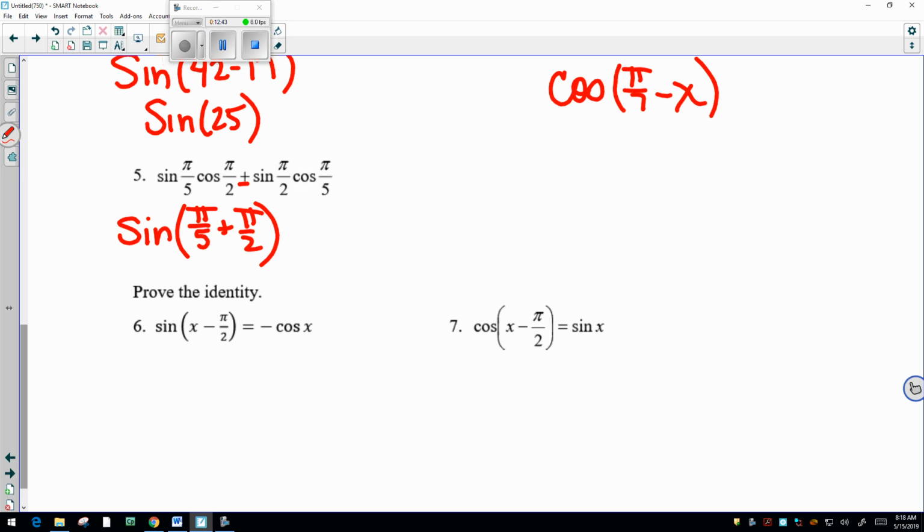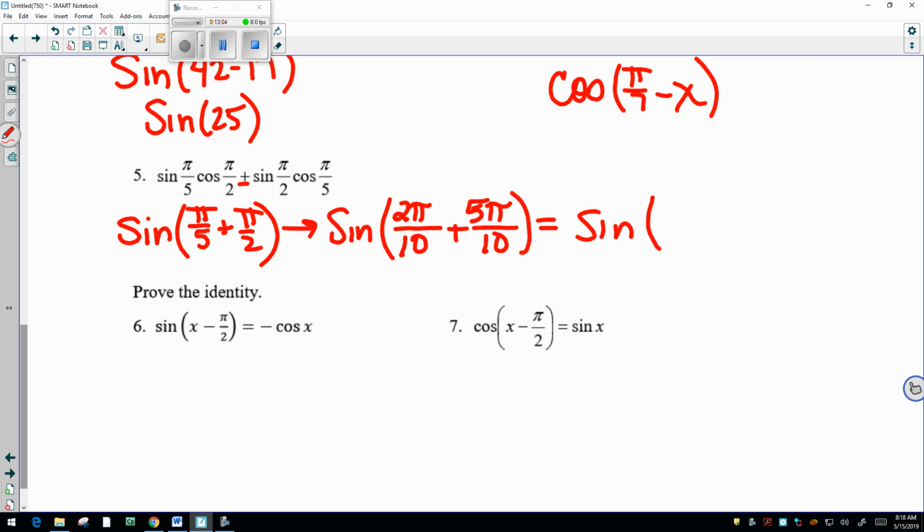And now we will simplify this, so they need a common denominator, which would be 10. So I would multiply my first fraction by 2 on the denominator, so that means my numerator is 2 pi. Multiply the second fraction by 5, so that means my numerator here is 5 pi. And if we simplify this, we're going to have the sine of 7 pi over 10.